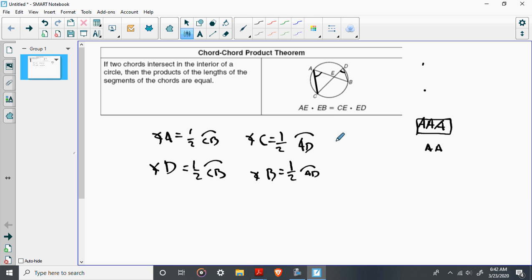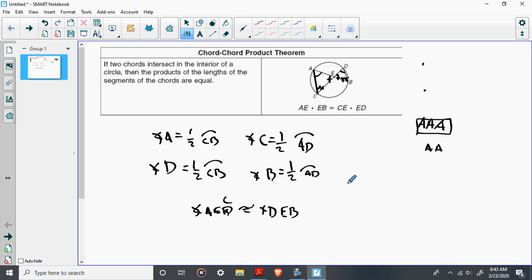And we also know that angle AED is congruent to angle, let's call it angle DEB. And we know that because they are vertical angles. So AEC and DEB, we know these are congruent because they are vertical angles. So I'm going to draw a single line there and a double line here. So we know that these 2 triangles are similar.